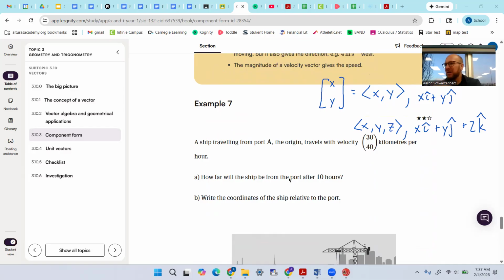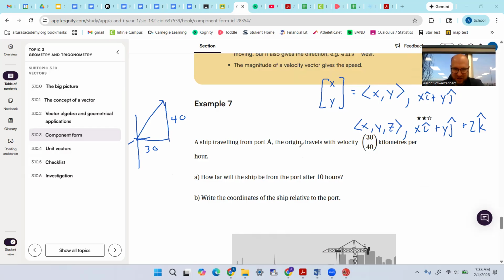And keep in mind that important pieces of information are going to be given a lot of times in these vector formats. 30, 40 means 30 in the x. As far as the meaning, it means 30 this way. So think on a graph, 30 and then 40. And my actual vector is the hypotenuse.